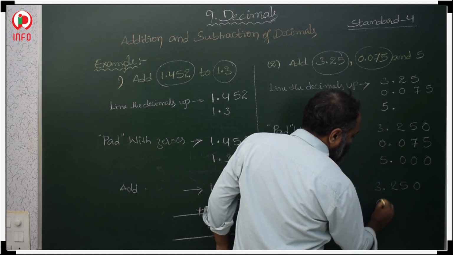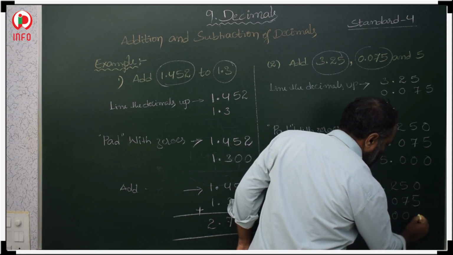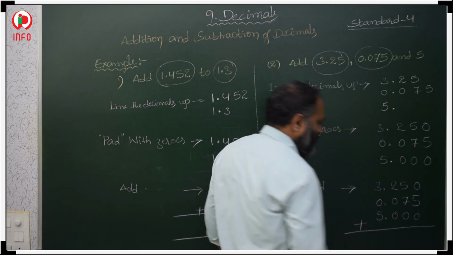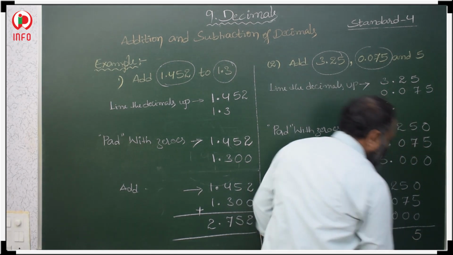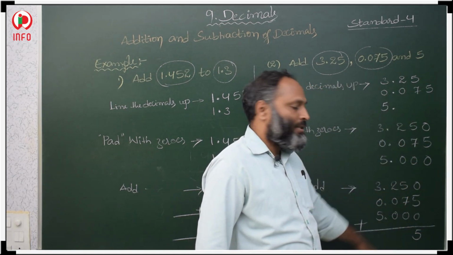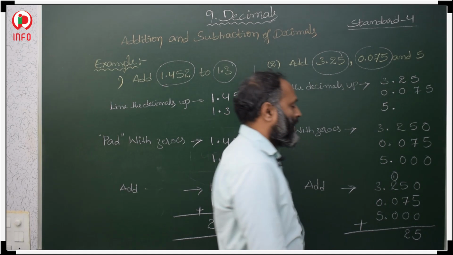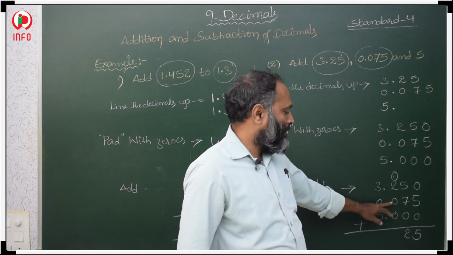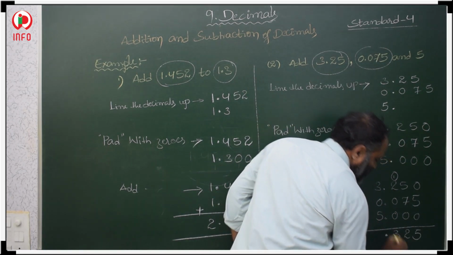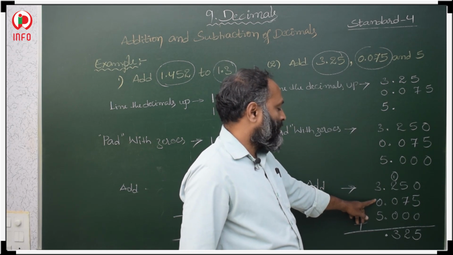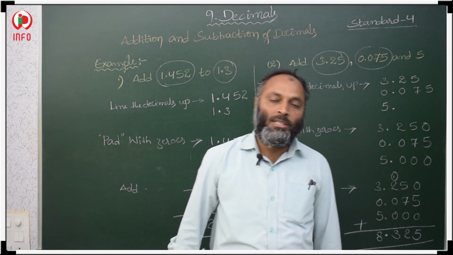3.250, 0.075, and 5.000. Now we add: 0 plus 5 is 5, 5 plus 0 is 5, 5 plus 7 is 12, so 12 means 2 tens and 1 hundred, we carry over. 2 plus 1 is 3, 3 plus 0 is 3, 3 plus 0 is 3, and after that the decimal point. 5 plus 0 is 5, 5 plus 3 is 8. So 8.325. This is the addition.